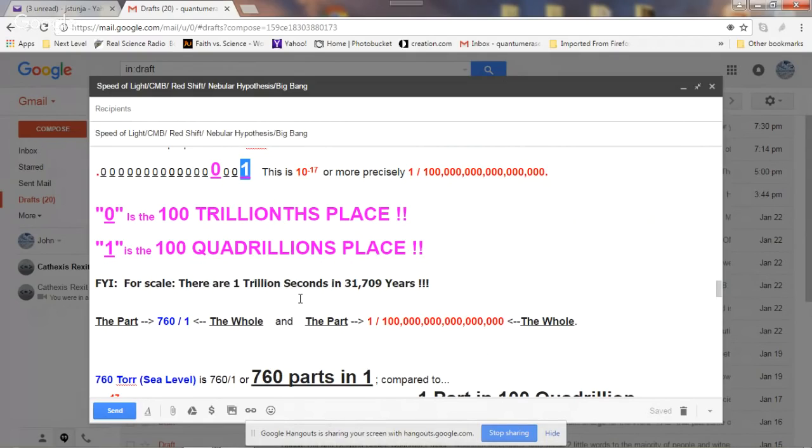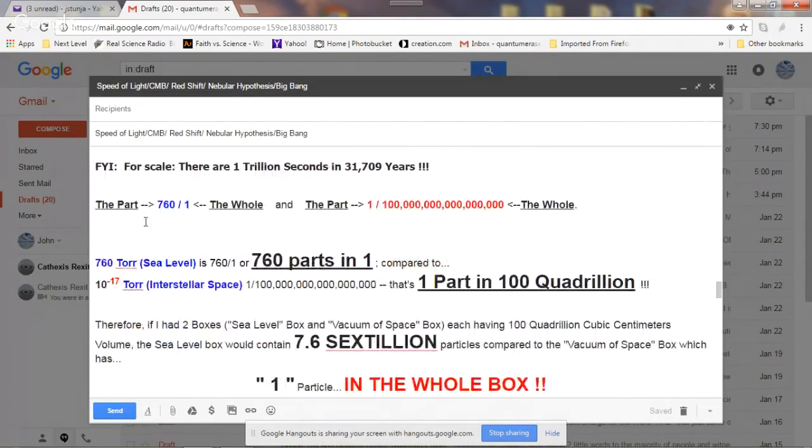Just for scale, there are 1 trillion seconds in 31,709 years. Just to give you a feel for it. So the part is 760, the whole, the 1. And the part, the 1, over the whole, 100 quadrillionths. So 760 at sea level is basically 760 over 1, or better said, 760 parts in 1 unit, no matter what that is, 1 unit of volume, whatever that is. Compared to 10 to the negative 17th torr at 1 part in 100 quadrillion. This number is mind-boggling.